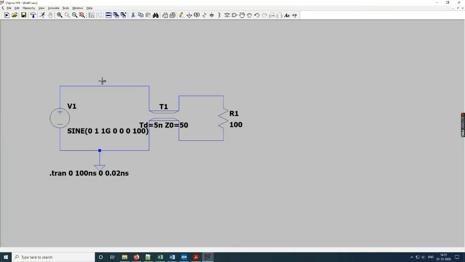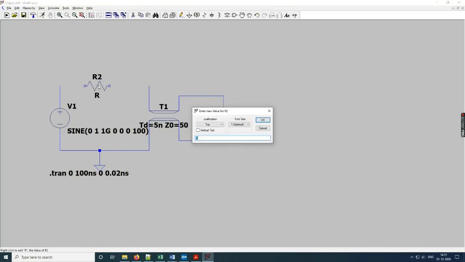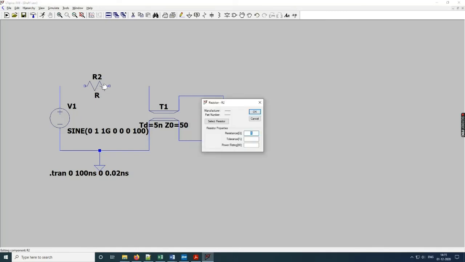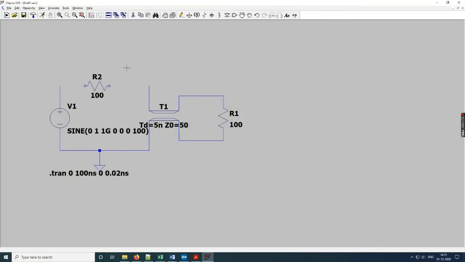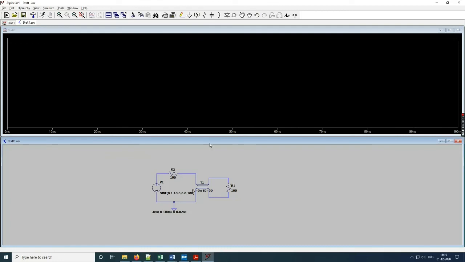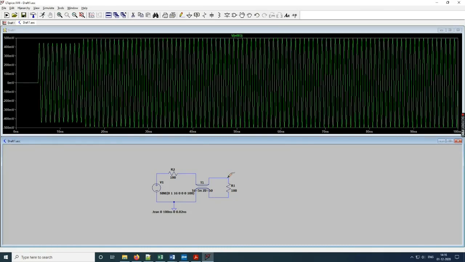Now let us do a very simple change to this circuit. Let us introduce a source resistance of value 100 ohms. So let's connect this. Now how will this setup behave? Let us see that. Let us again see the load voltage. Now you see something very interesting.